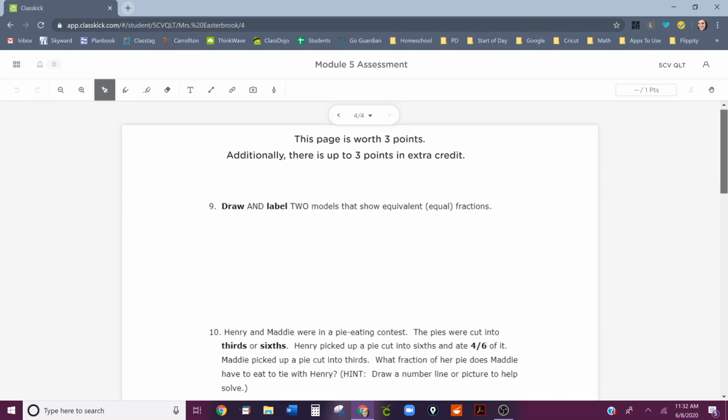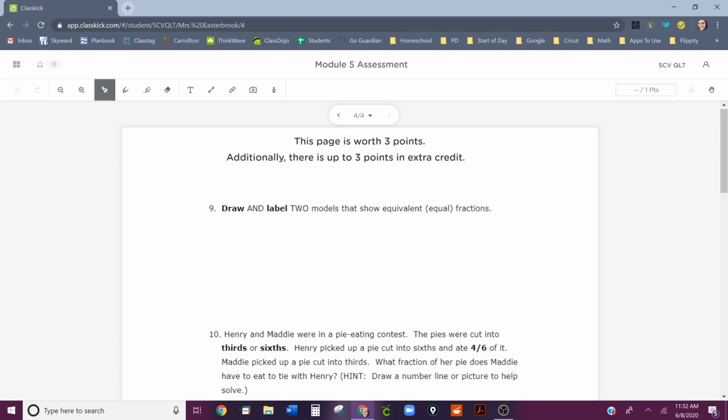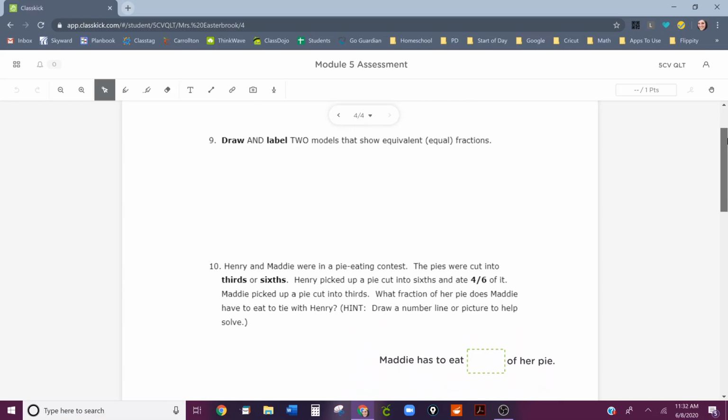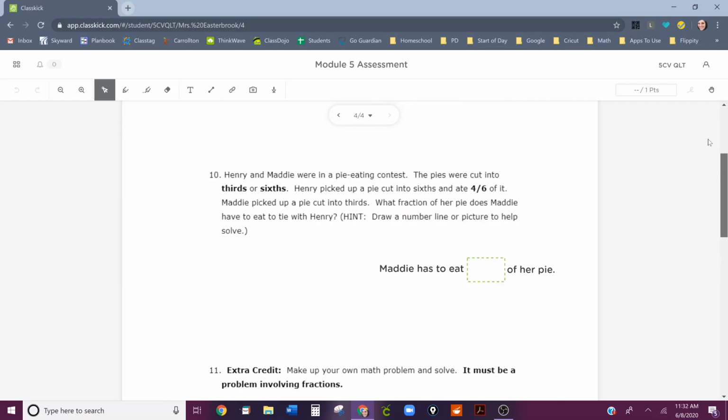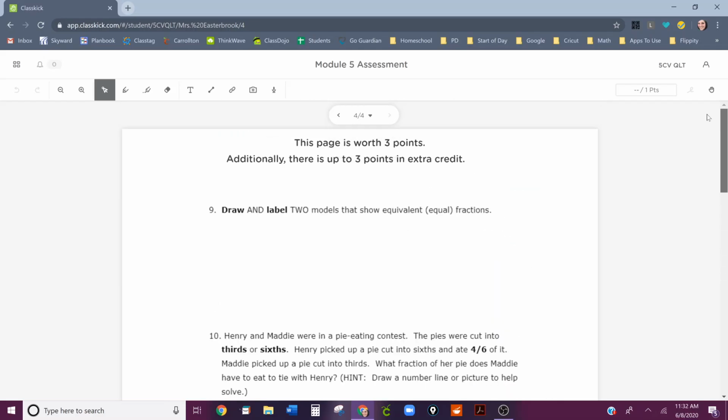So this is the last page. It says this page is worth 3 points. You'll notice over here it only says 1, so that means that 2 of those points are things that you had to do on your own on the page. Additionally, there is up to 3 points in extra credit. So as long as you did the extra credit problem, you got up to 3 points that went towards your test to give yourself a better grade.